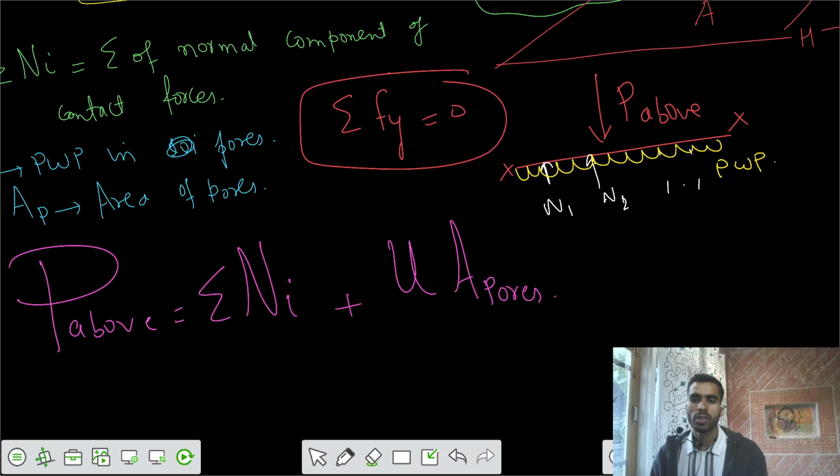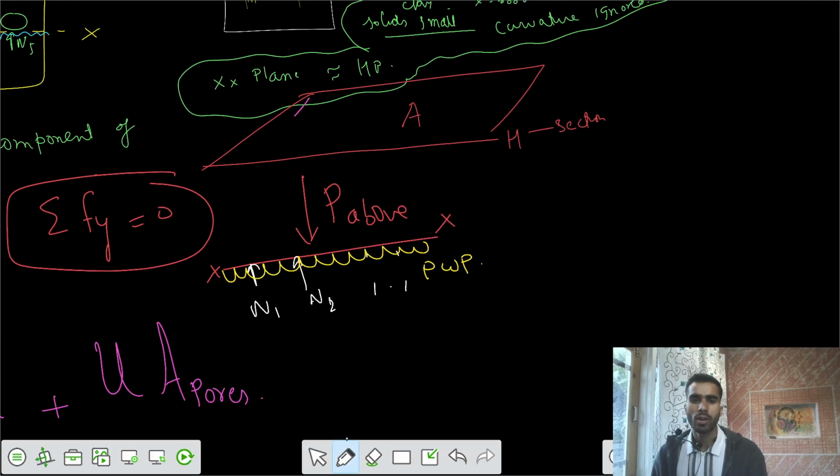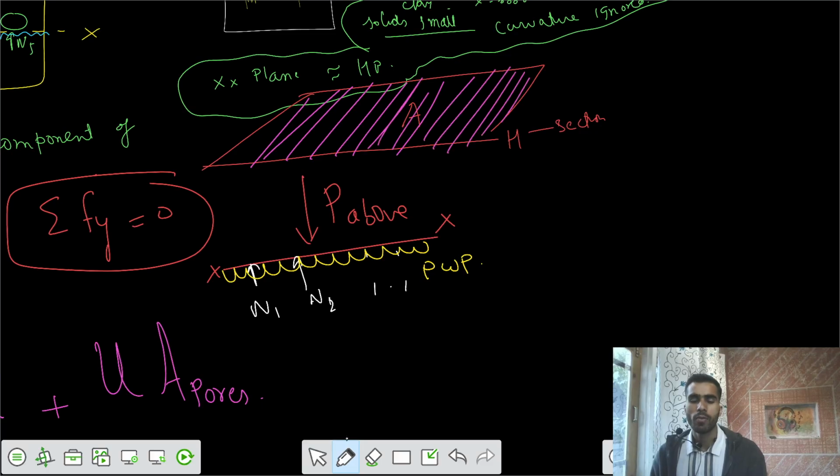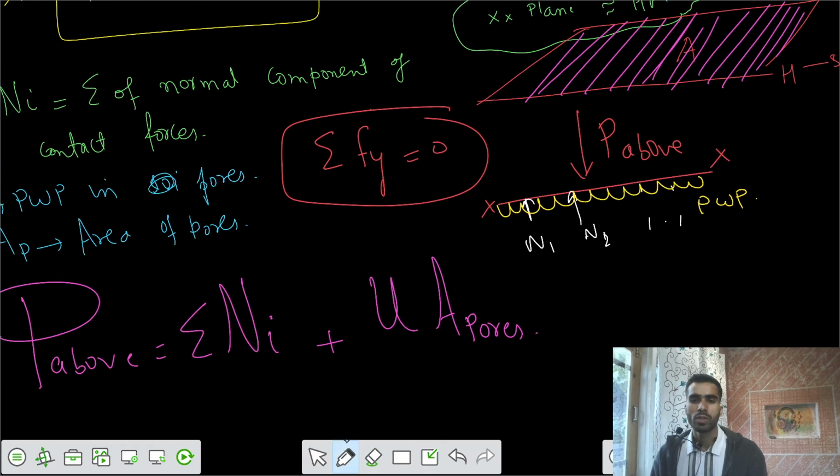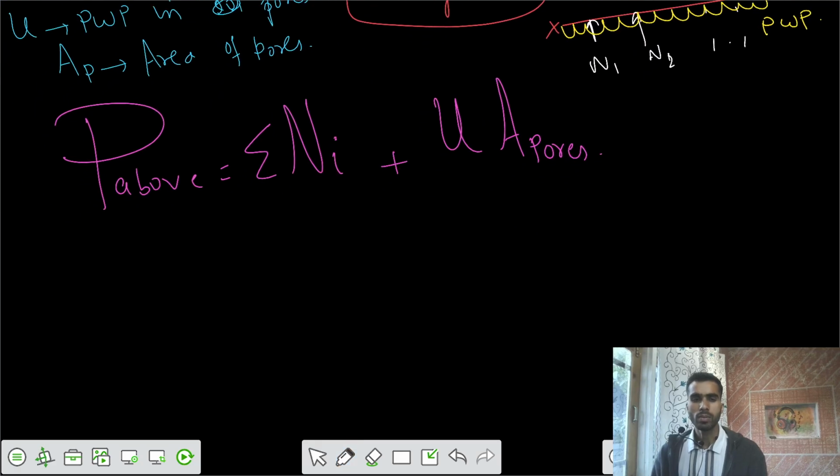Now, if we try to divide by the area of that cross section, we are going to take a particular area of that cross section. If we talk about that cross section XX in that three-dimensional body, and want to take that cross section of area A, let's try to divide this equation now.